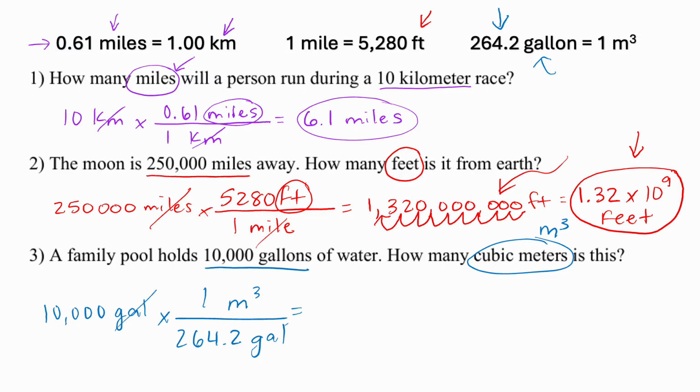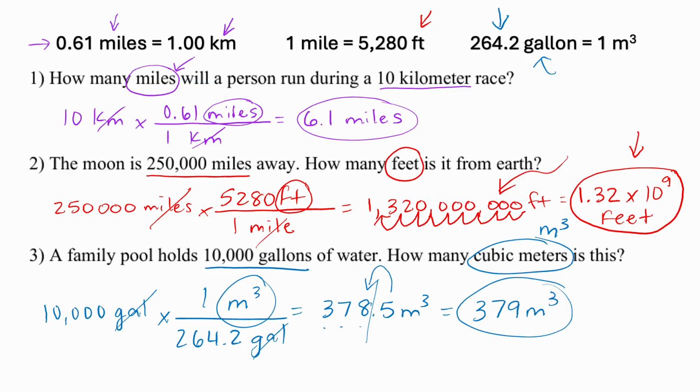So now our gallon units will cancel out. We are left with meters cubed, which is what we're asking for. And when we do that, we get 378.5 meters cubed. Now, if you had to round this to, let's say, 3 significant figures, you would cut it off after our third significant figure, 1, 2, 3. 5 does in fact round up, so we would get 379 meters cubed for our final answer.